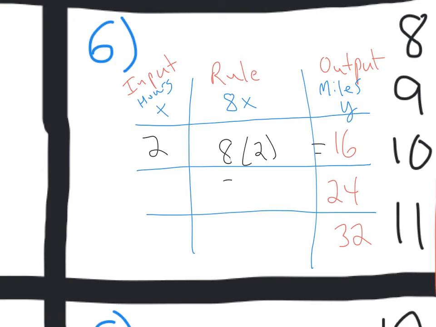And then 8 times what number equals 24? That would probably just be 3. 8 times 3 equals 24. And then 8 times what number equals 32? Well, that would just be 4, 8 times 4. Okay. So our input there was 4.